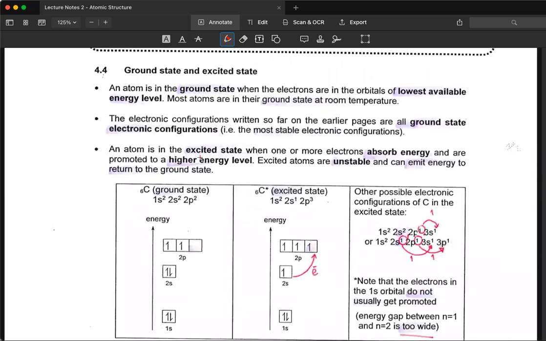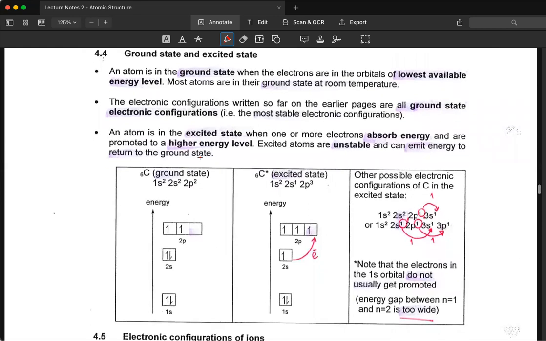Now, moving on to ground state and excited state, what is the difference? An atom in the ground state, where the electrons are in the orbitals of lowest available energy level. So atoms in the ground state are normally at room temperature. And most of the atoms will be in ground state at room temperature. The electronic configurations written so far on the earlier pages are all ground state electronic configurations.